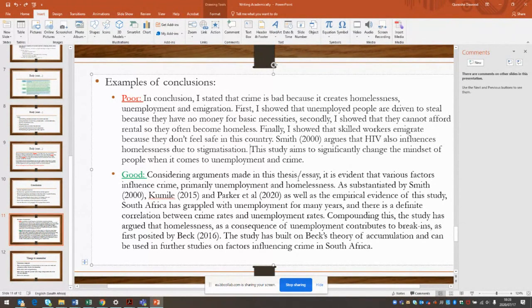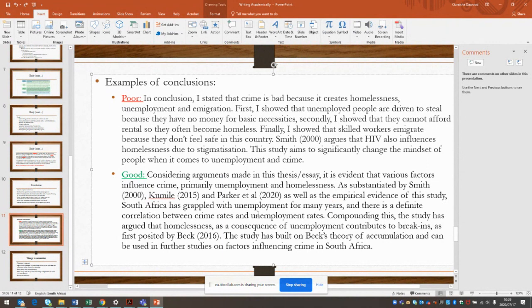Considering arguments in this thesis or essay, it is evident that various factors influence crime, primarily unemployment and homelessness. Okay, so considering these arguments, once again, it's linking it to the rest of your essay, and it's evident, so you've got evidence, and you've got two main themes that you looked at. As substantiated by Smith, Kumile, and Parker, as well as the empirical evidence of the study. So this one is a research paper which included evidence.